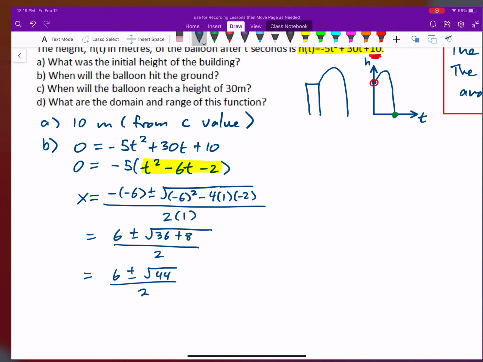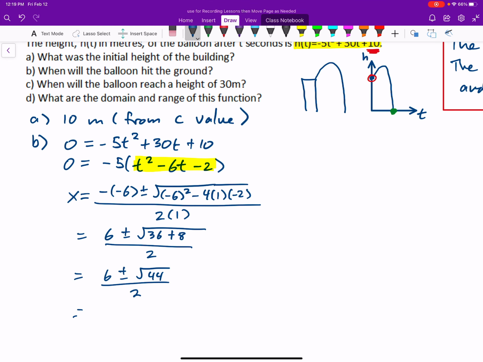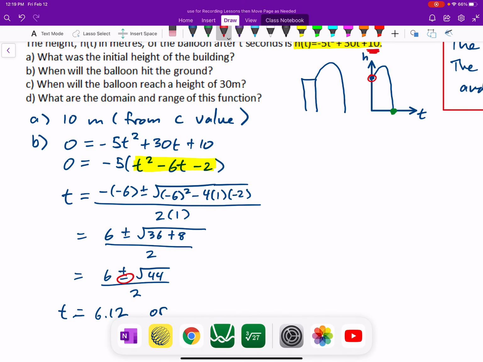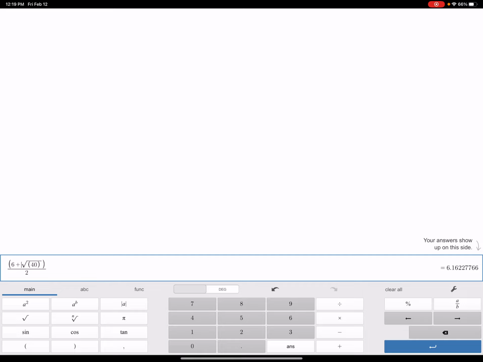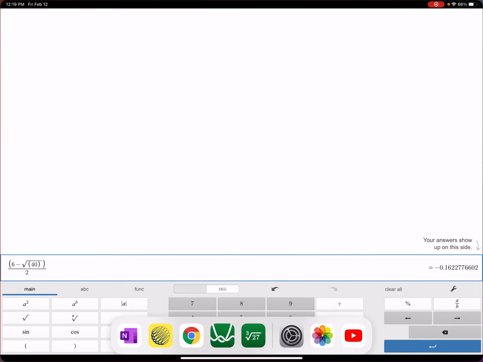6.12, let's say. So one of the answers is x equals, or I guess it's not x, is it? It's t. So I mostly use t as my variable because that is my equivalent of x in this case, 6.12. The other one, if I use this negative instead of the positive, I can just change that in here to a minus, and I get -0.16.